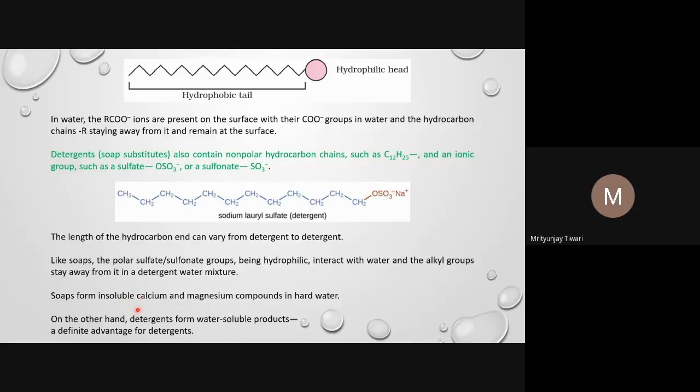Soaps form insoluble calcium and magnesium compounds in hard water. These things we have already seen in the hydrogen chapter. On the other hand, the detergents form water soluble products, which is a definite advantage for detergents. So detergents do not form any insoluble calcium or magnesium compounds. Soaps form them, detergents do not.